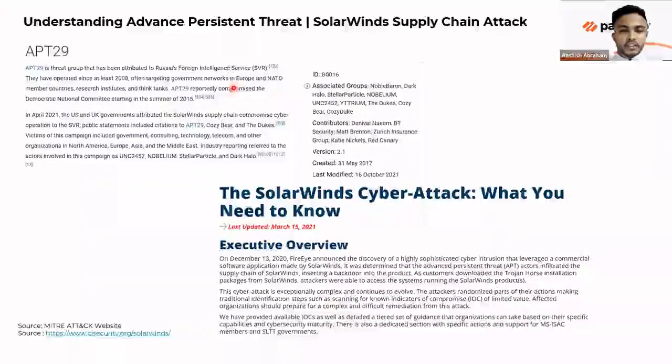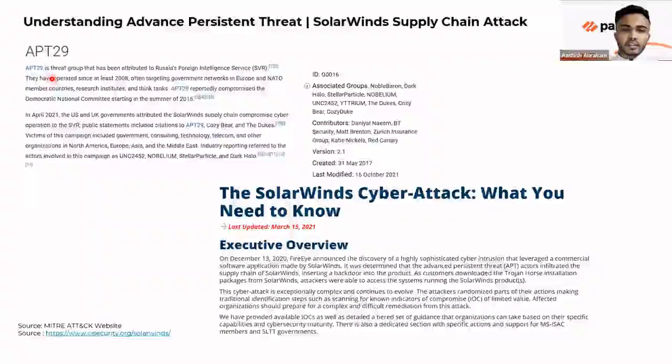Now, the threat actor which attacked SolarWinds has a name called APT 29. They also have other names given by different security organizations. One of the names is Nobelium or Dark Halo, Cozy Bear, a lot of names are given to it. But for simplicity of this session, we'll keep it simple and say APT 29.